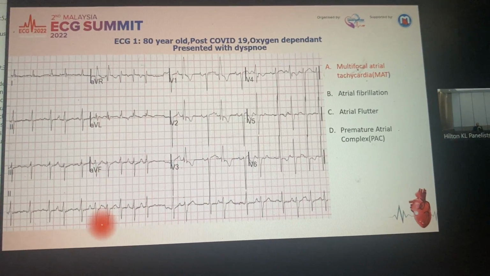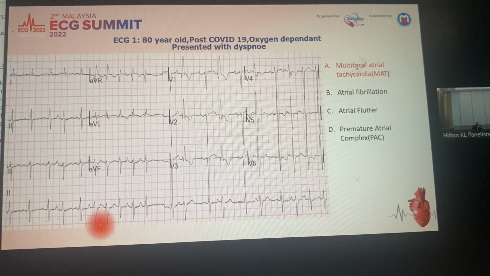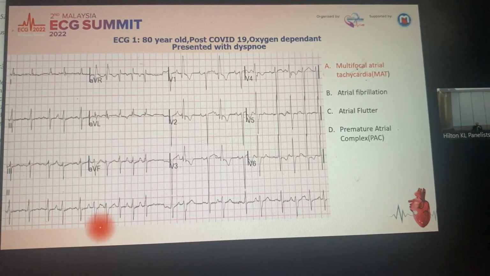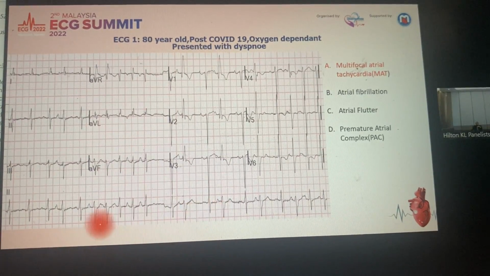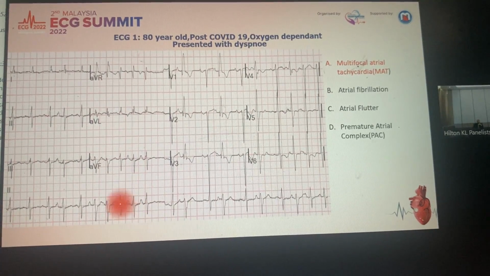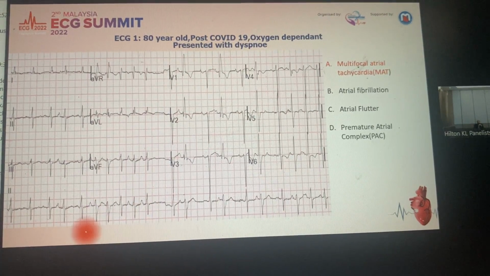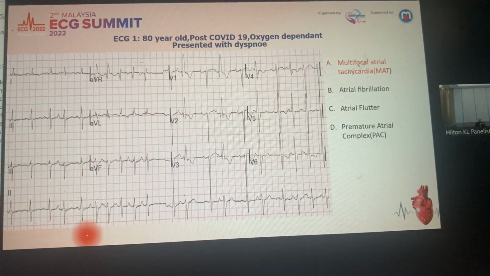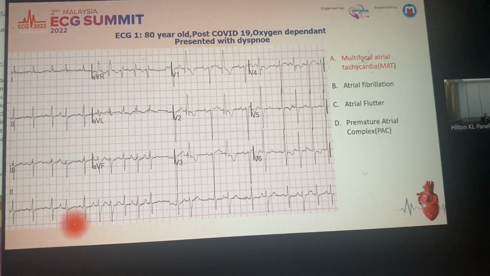Because you can see there is more than three morphologies of P wave. So this is not atrial fibrillation. This is one of the differentials of an irregular beat. So not all irregular beats are atrial fibrillation. So this is very clear cut.